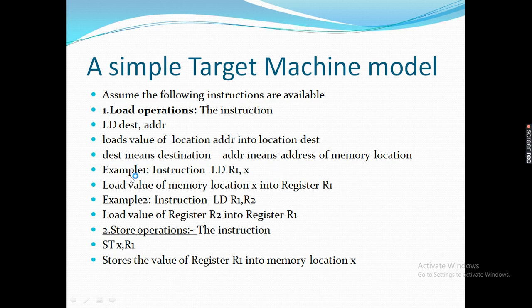So first example. The instruction LD R1, X. R1 is the destination, X is the address, the source operand. The instruction LD R1, X will load the value of memory location X into register R1.